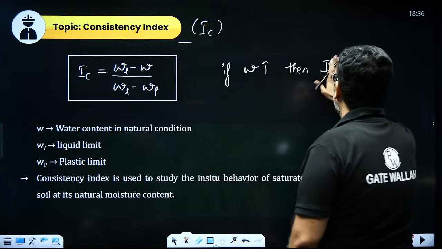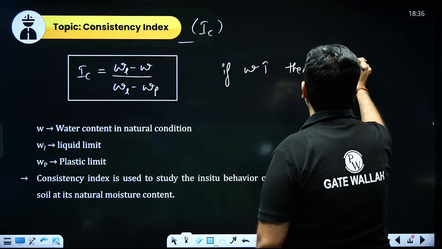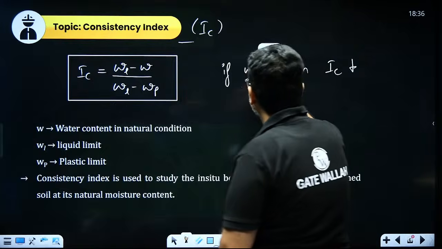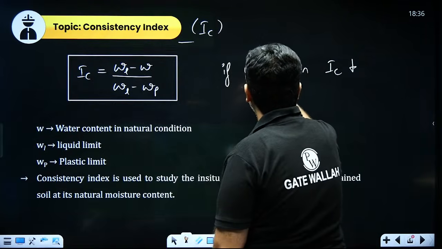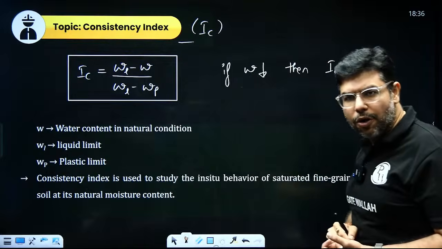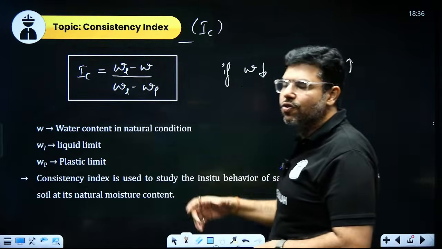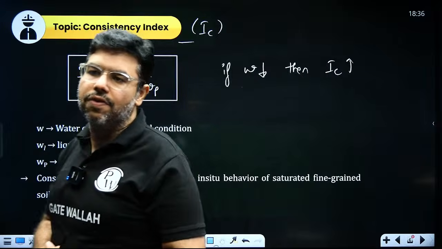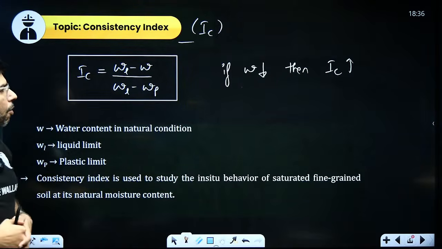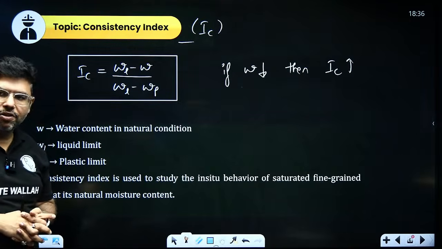Sorry, if W is increasing, then IC will decrease. Or if W is decreasing for a given soil, WL and WP are constant, so IC will increase. So, the lesser the moisture content, the more the soil moves towards the solid state, that is, its stiffness will increase. Therefore, the more the value of IC, the more the degree of firmness or stiffness of the soil.